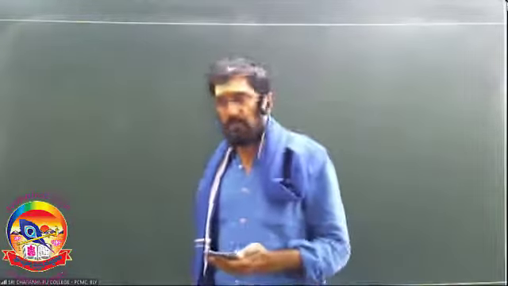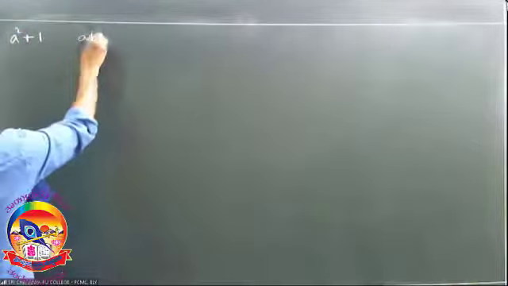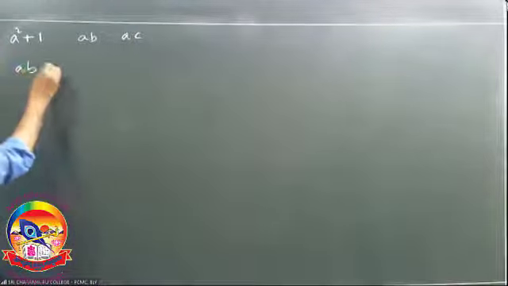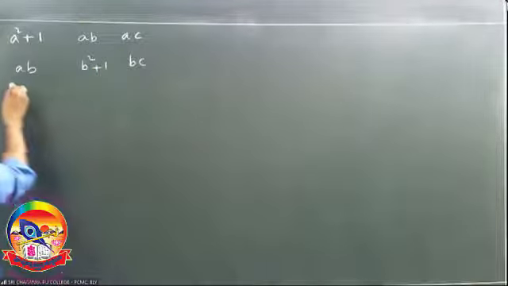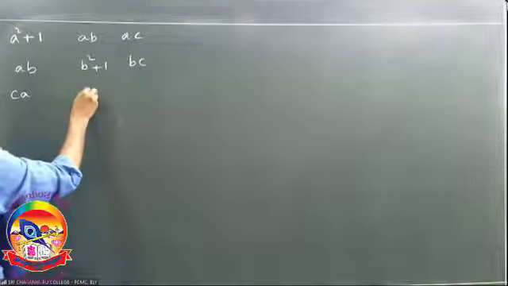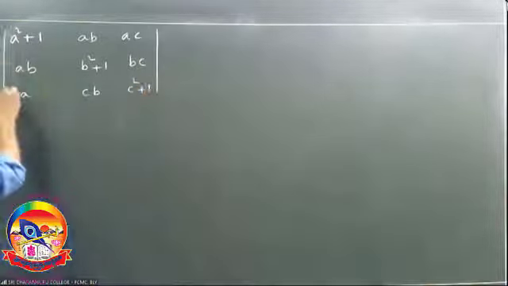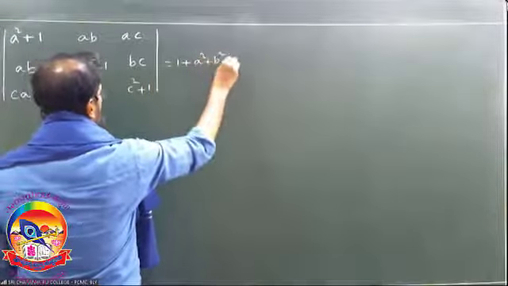And write down the next problem concerned to the determinants. Take down, prove that the determinant with rows a square plus 1, ab, ac; ab, b square plus 1, bc; ca, cb, c square plus 1 is equal to 1 plus a square plus b square plus c square.